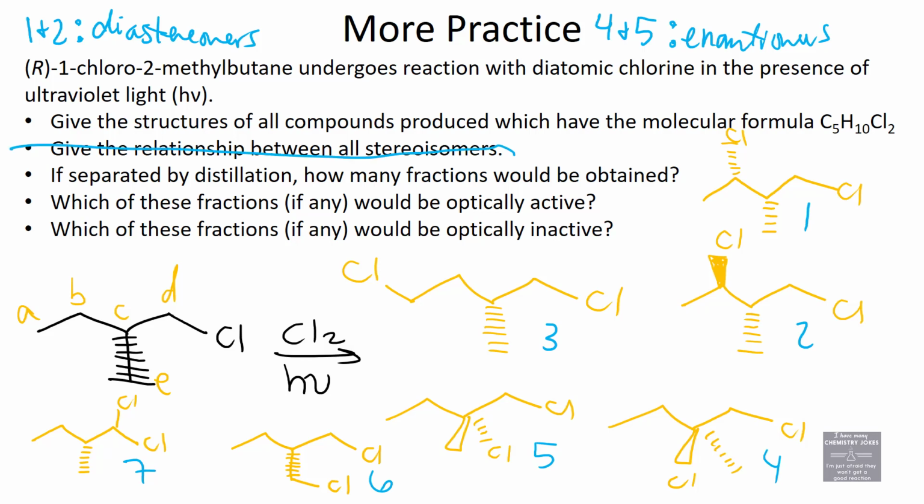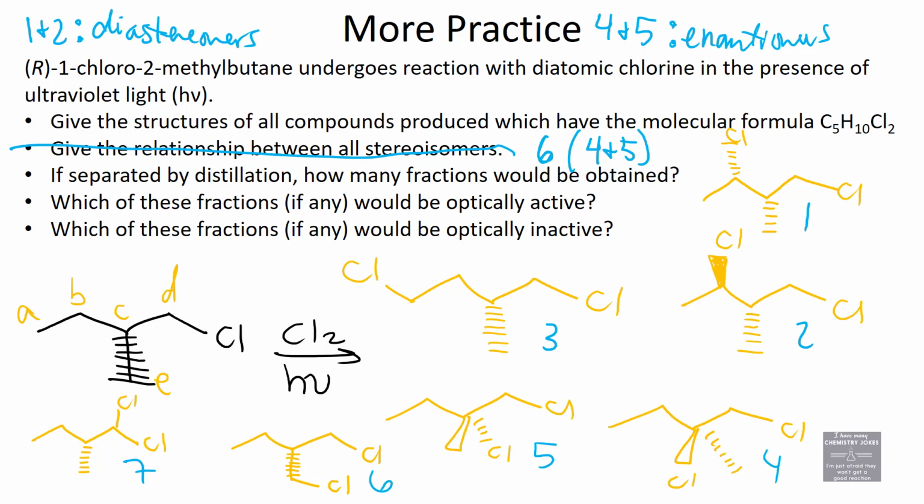Done. If separated by distillation, how many fractions would be obtained? Remember, that's really asking, do you have any pairs of enantiomers? Uh-oh, I do. So I've got 7 molecules, but I would have 6 fractions because 4 and 5 distill as a single fraction. So 6 fractions would be obtained because 4 and 5 distill as a single fraction.